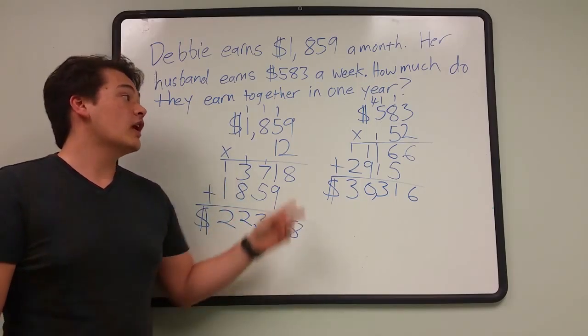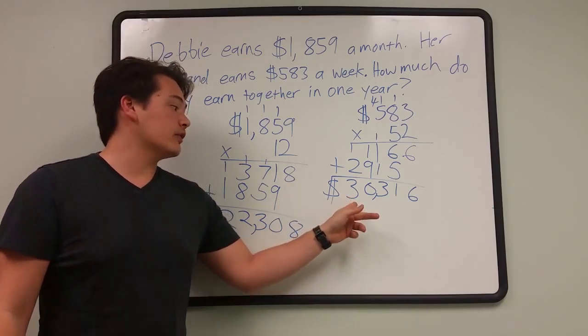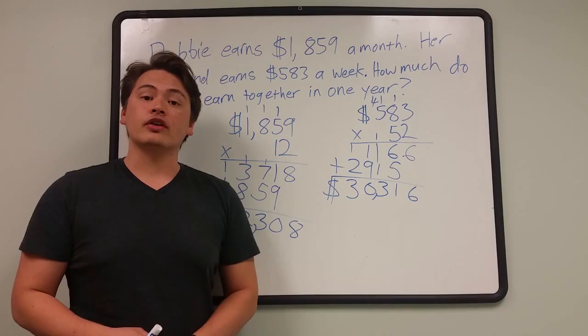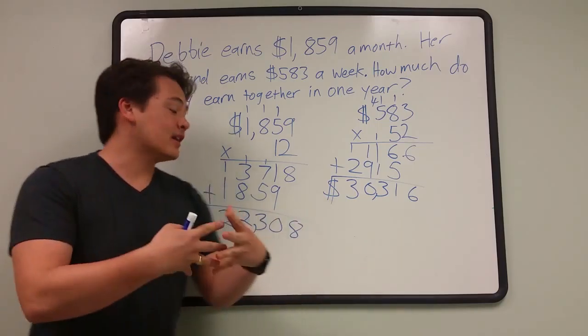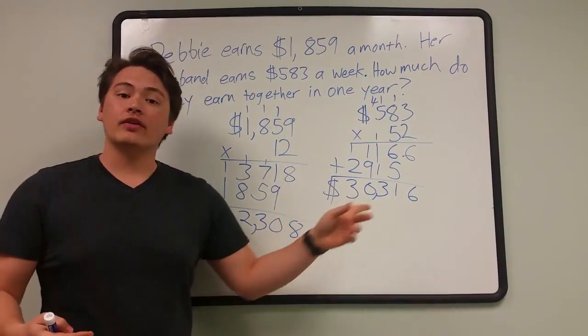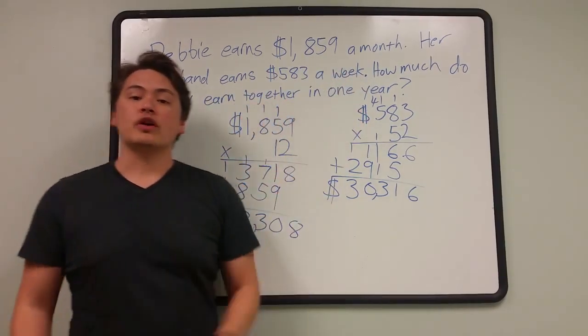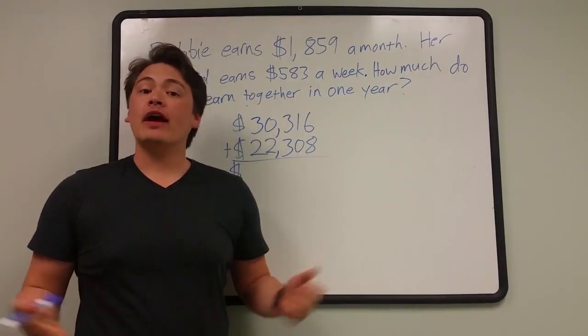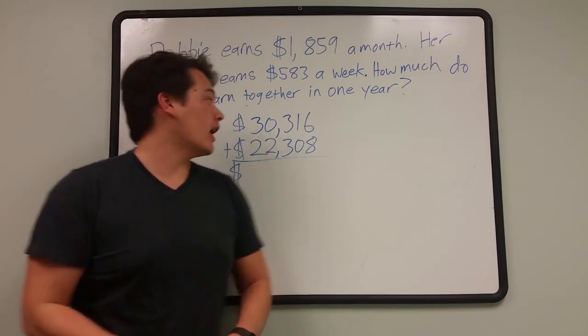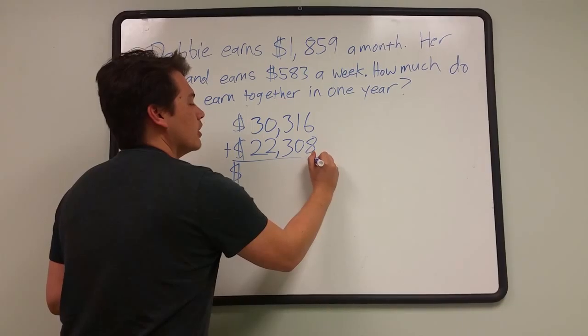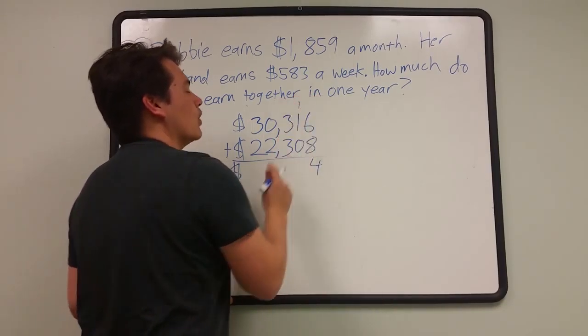So now that we figured out that Debbie makes $22,308 in 1 year, and her husband makes $30,316 in a year, what we're going to do is combine both of these numbers together to find out how much they earn together in 1 year. So now that we have those numbers lined up, let's add. So 6 plus 8 gives me 14. Bring down the 4, carry the 1.